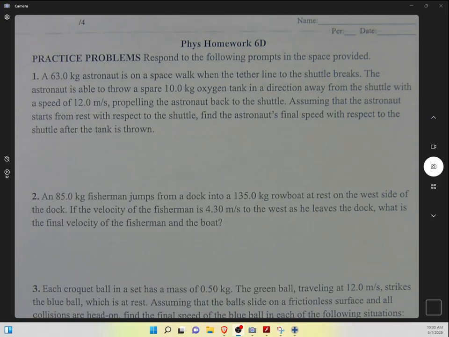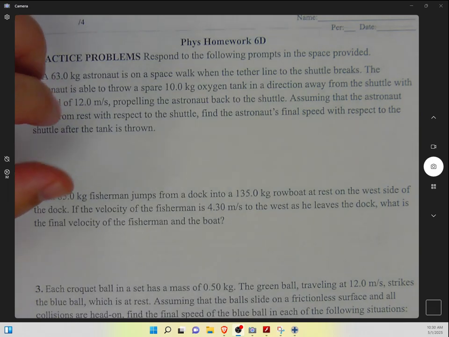Never mind. Okay. The astronaut is able to throw a spare 10 kilogram oxygen tank in a direction away from the shuttle with a speed of 12 meters per second, propelling the astronaut back to the shuttle. Assuming that the astronaut starts from rest with respect to the shuttle, find the astronaut's final speed with respect to the shuttle after the tank is thrown.